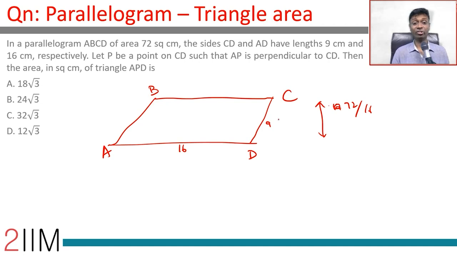Let P be a point on CD such that AP is perpendicular to CD. We'll draw a perpendicular from A to CD. It's not going to be on CD, it's going to be outside, which is all right. Let's say this point is P. Right. We know that AP measures 8.